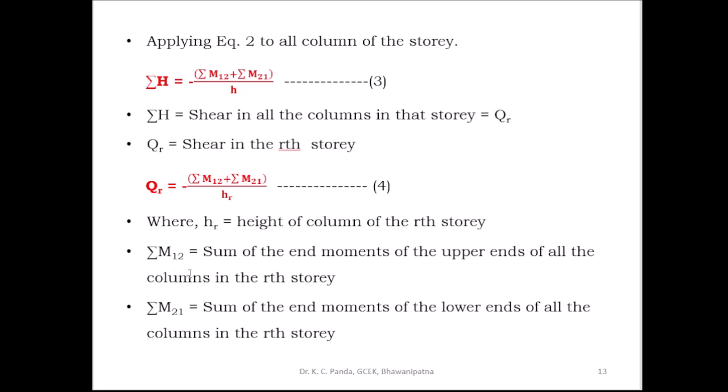Then summation of M12 is the sum of the end moments of the upper ends of all the columns in the r-th story. And summation of M21 is equal to the sum of the end moments of the lower ends of all the columns in the r-th story.